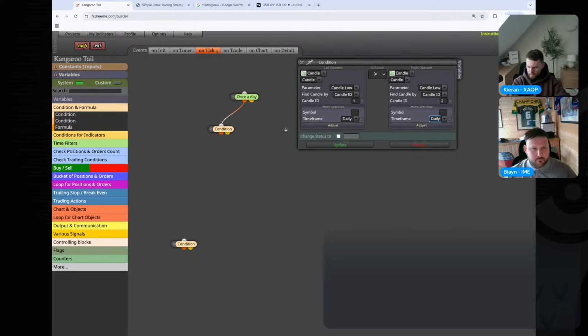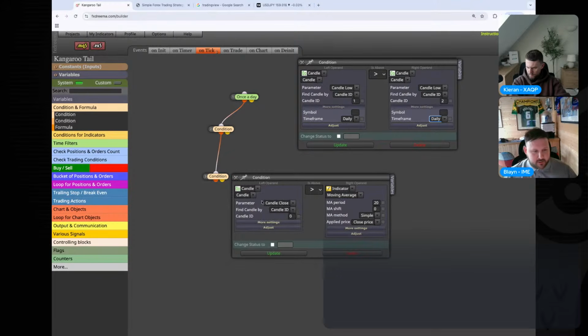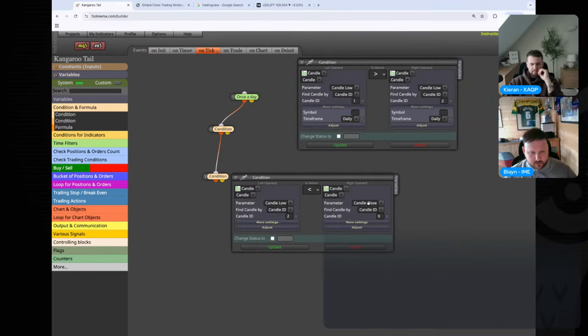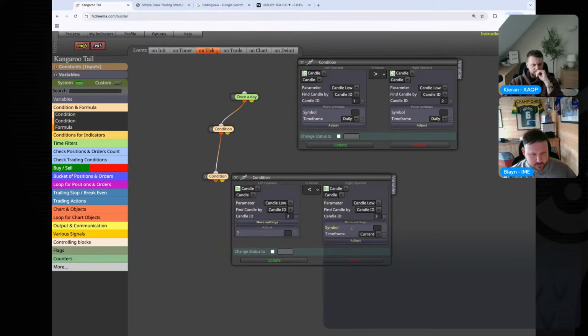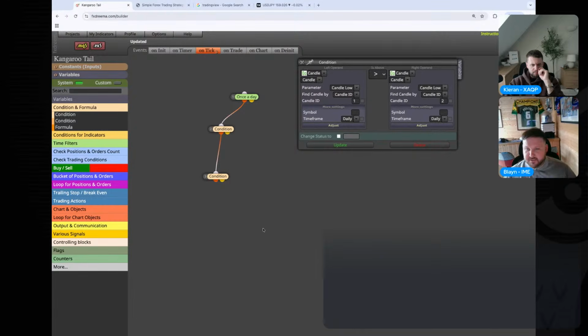Move that up here. And then we'll simply do candle low of 2 is below candle low of 3. Again, using the daily settings. And that is essentially it for the buy side. Do the same on the sell side.